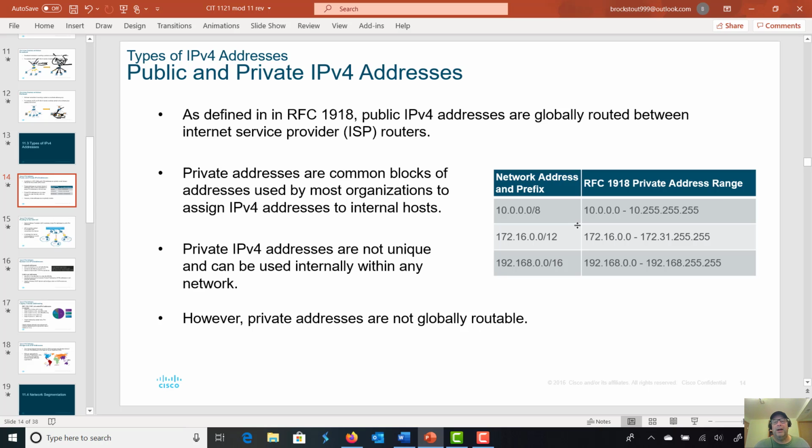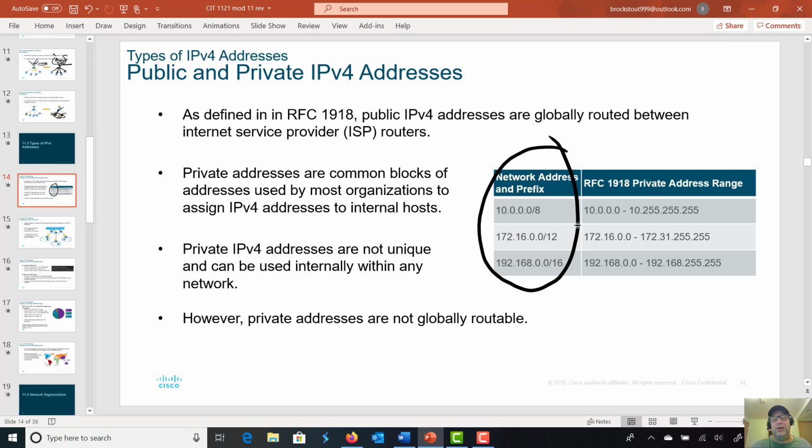Now, here's the thing. Organizations that are not participating on the internet, or if they want to have internal systems, they're not going to use public IP addresses. They're going to use these private IP address ranges. That's why you've noticed that a lot of times you'll get an IP address that's 10 or 172.16 or something that starts with 192.168. These are the private IP address ranges that are used so that you can duplicate IP addresses. These cannot be used on the internet.